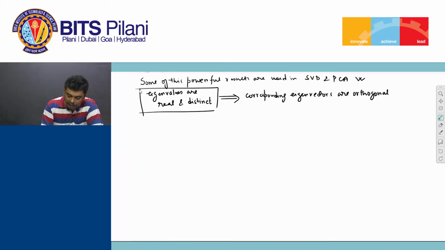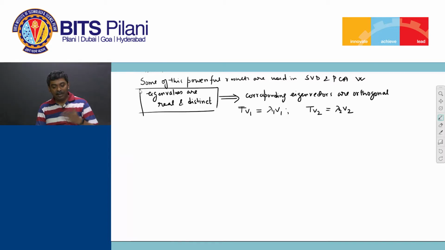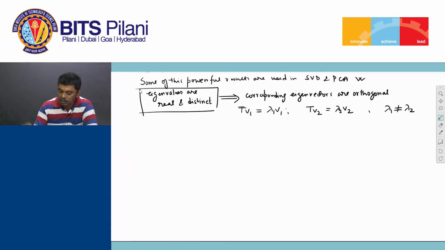Let's do this for two eigenvalues and two eigenvectors. So we have T v1 equals lambda 1 v1, and T v2 equals lambda 2 v2. This should be clear, right? Lambda 1 and lambda 2 are distinct. So we assume that lambda 1 is not equal to lambda 2, and v1 and v2 are the corresponding eigenvectors to lambda 1 and lambda 2.